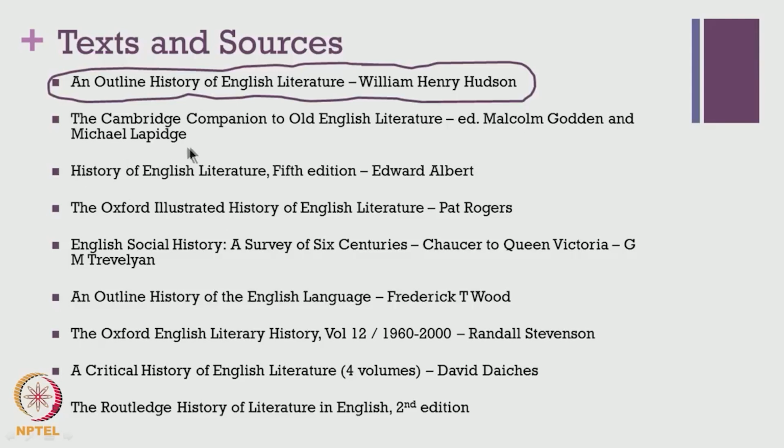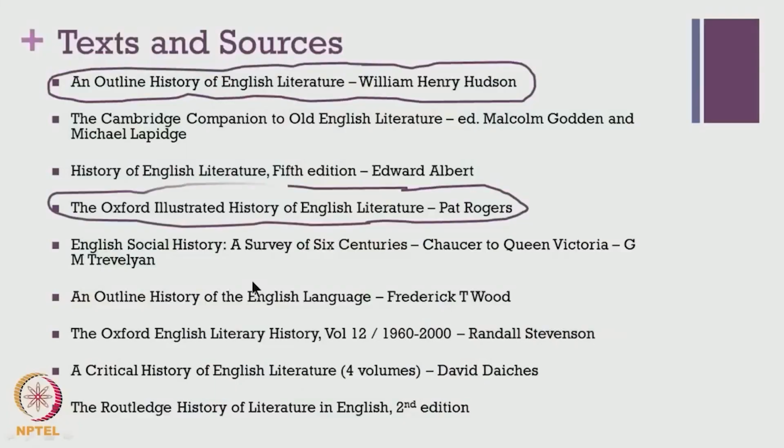The first one being the Outline History of English Literature by William Henry Hudson. We shall be following this book in order to get a framework of our understanding of history, and the details that Hudson does not talk about will be supplemented through our reading of the other texts. A lot of other events which Hudson does not talk about, the socio-political context that are not mentioned in detail in Hudson, shall all be referred from the other texts. And in that sense, the Illustrated History of English Literature by Pat Rogers is also of supreme importance, because he gives a fairly balanced account of literary and non-literary events of the period quite simultaneously.